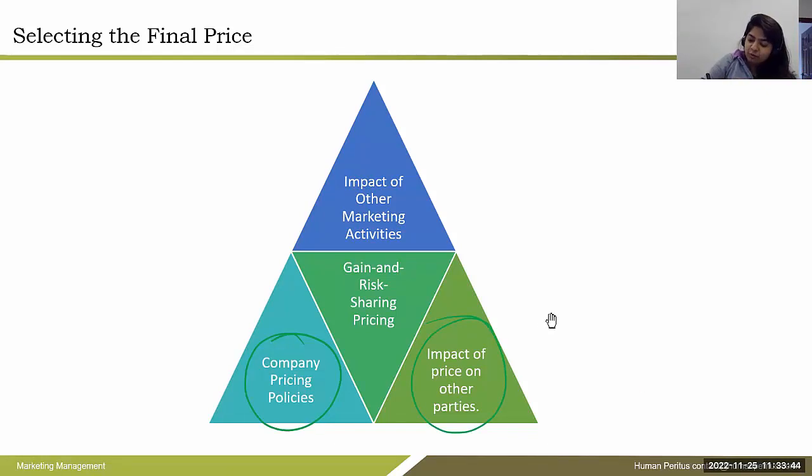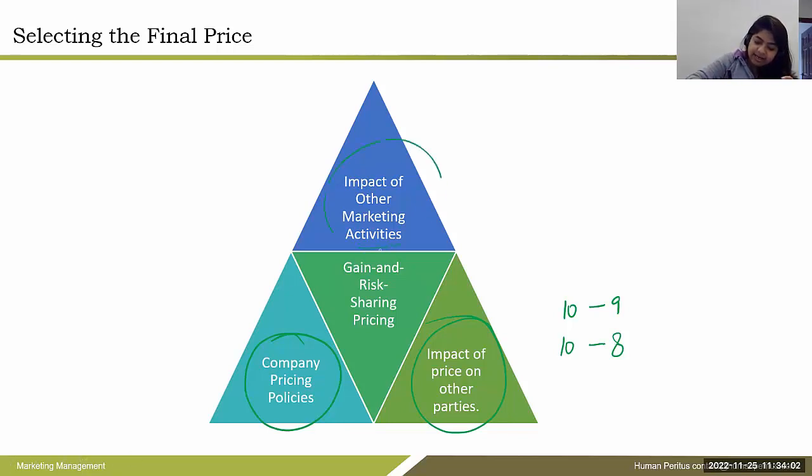Let's say if Coke is reducing the price from 10 to 9, what if Pepsi changes from 10 to 8? Now, Coke can't change it every now and then, no? So you have to see, okay, what will my competitor do? Competitor's move is also important when deciding a price.